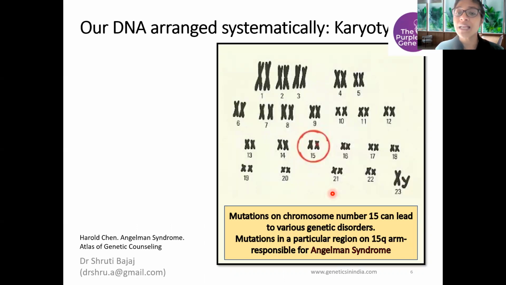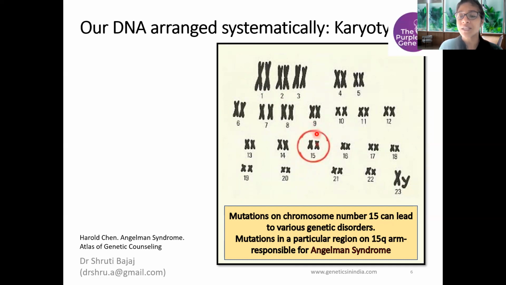If I was to systematically arrange the genetic material in our body, this systematic rearrangement is called a karyotype. If the chromosomes in our body are arranged in descending order, this is a pictorial depiction. The chromosomes are not present in this systematic format in our body. This is the computer depiction, a systematic depiction of the karyogram, where you can see 23 pairs of chromosomes. Chromosome number 1, 2, 3. All humans have 23 pairs of chromosomes, and chromosome number 15 is important with regards to Angelman.